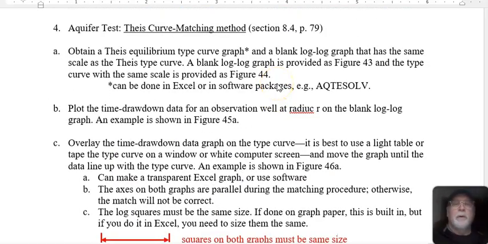All right, so first method we're going to do again is the Theis curve-matching method. This is laid out in the text. What we do is we obtain a Theis equilibrium type curve graph. Now, in the olden days, they did this with paper. They printed this out in a blank. This is copied and pasted from the text, blank log graph.